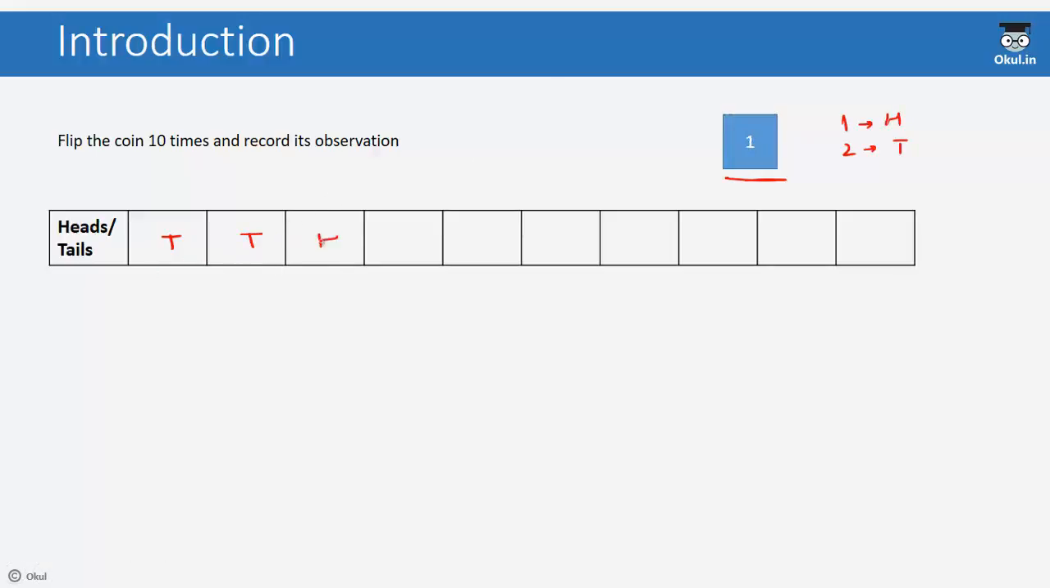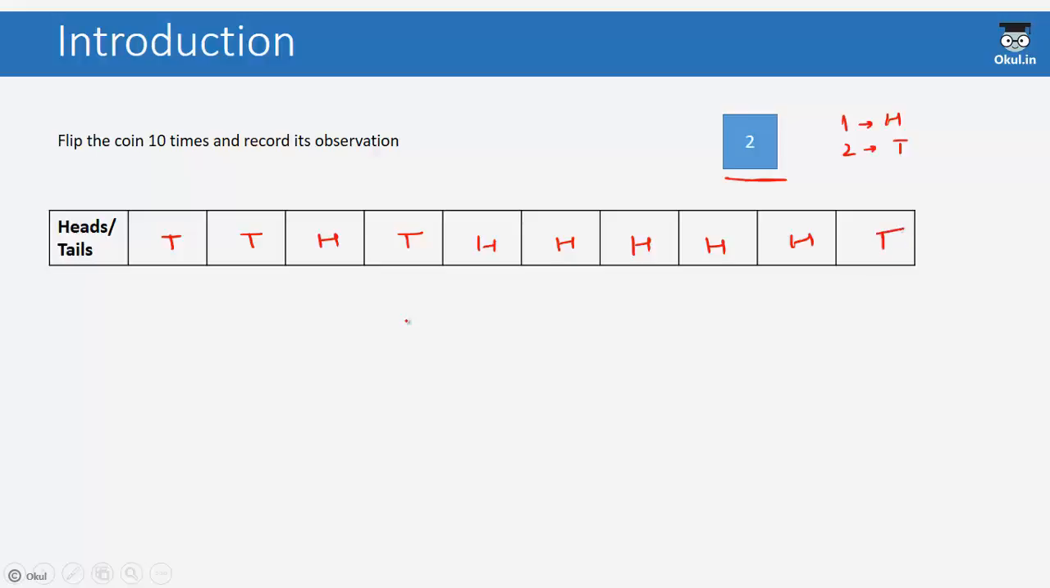Now I get 1. That is heads. On again clicking it, I get 2. That is tails. Now I get 1. That is heads. On again clicking it, I get 1. That is heads. Again, on clicking this, I get 1. That is also heads. Again, on clicking it, I get 1. That is heads. It's also 1. That is heads. And now I get 2.